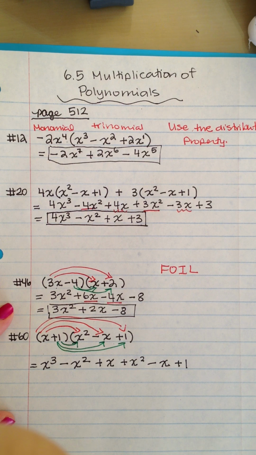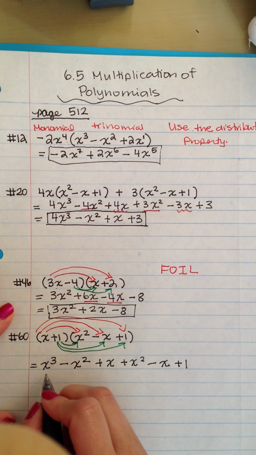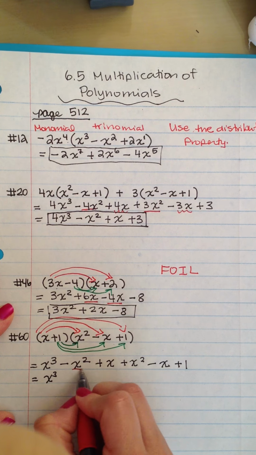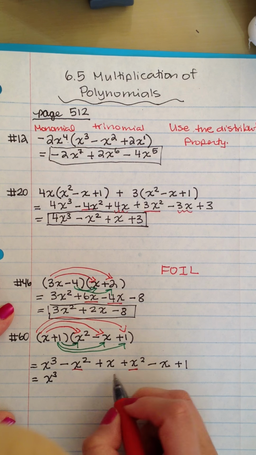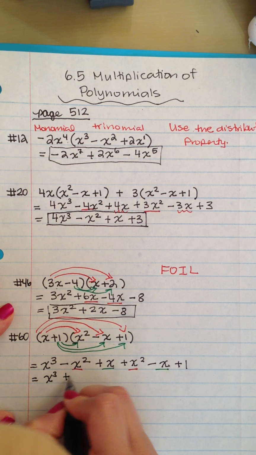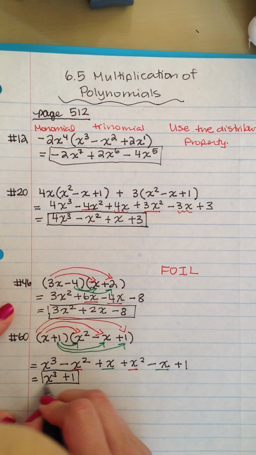Combine like terms. No other x cubed, so we just recopy that. Then we have minus x squared plus x squared. That's 0. We also have x minus x, which is also 0. And so we are just left with the plus 1, so bring that down, and then we're done.